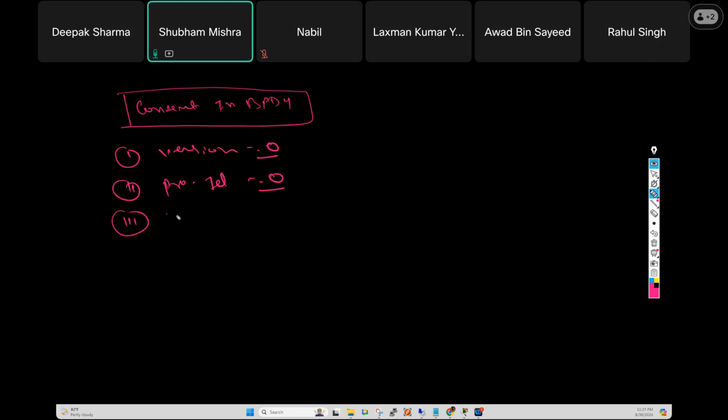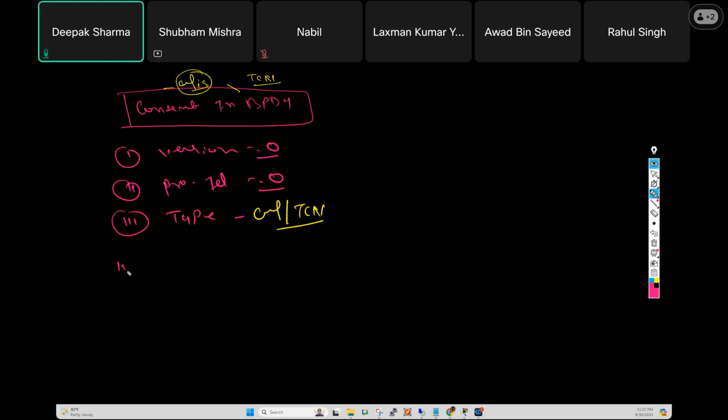The third one is type. There are basically 2 types of BPDU: the first is config BPDU and the second is TCN BPDU. But in CCNA, you have to remember only config BPDU. So in the type field, it mentions config or TCN. Are you clear, everyone?